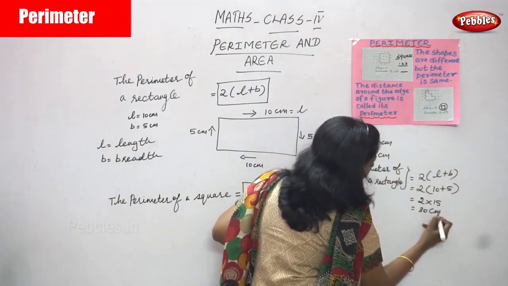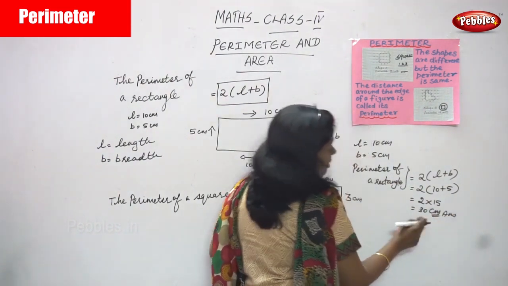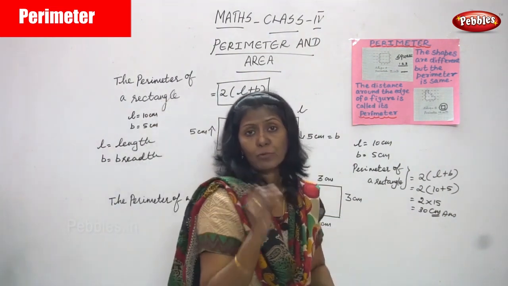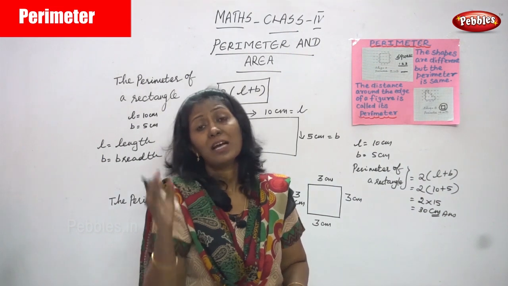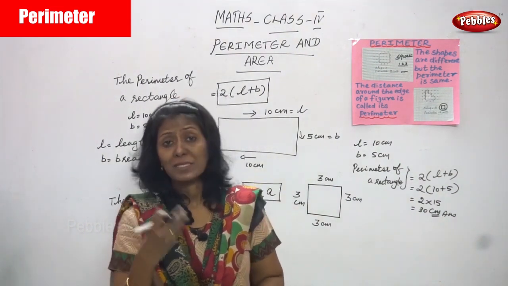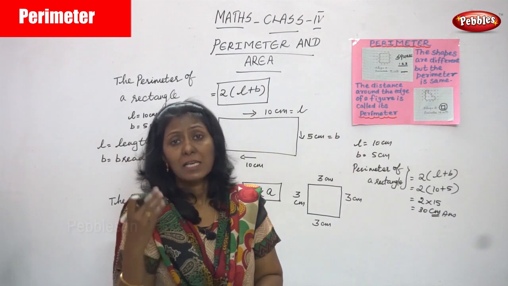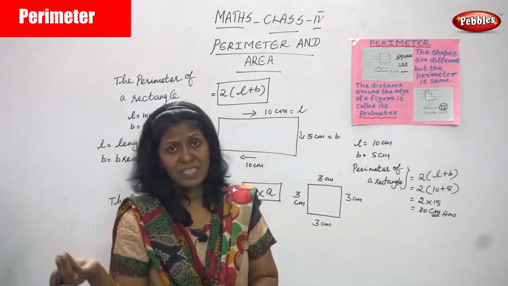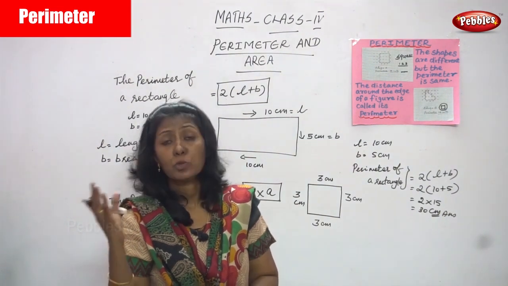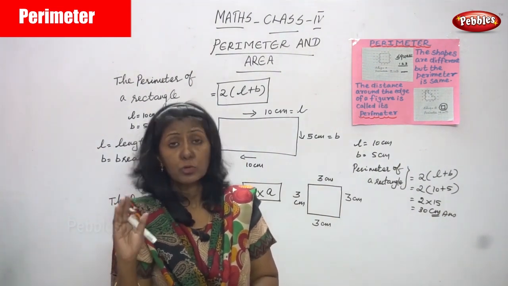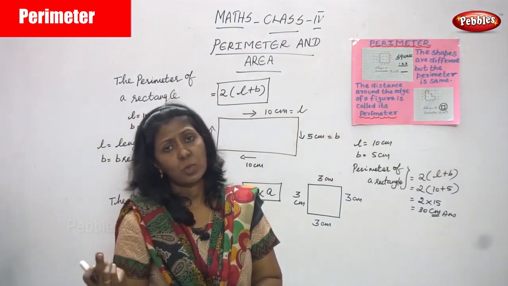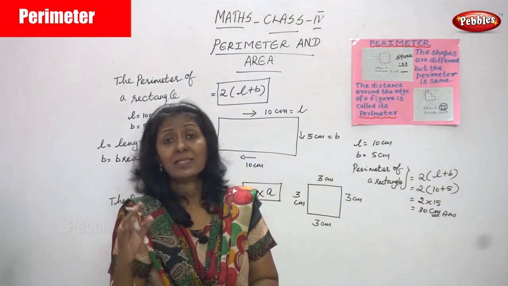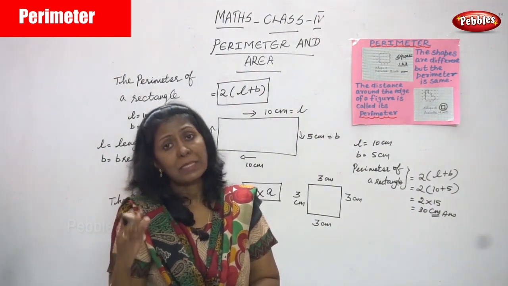What is the unit of the answer? Centimeter. Only centimeter you have to write. You should not write square centimeter or centimeter squared, because the unit is a must. So you have to write the answer with the unit. If the unit is given in meter, you have to write in meter. If the unit is given in centimeter, you have to end with centimeter. Otherwise they will reduce your marks. Unit is very important, but you should not use centimeter square or square meter, because it is only applicable for area.